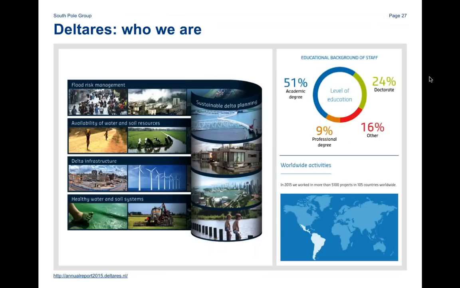Those are the ones that you can see on the left side of the slide. We do provide advice on flood risk management, availability of freshwater resources and soil resources. We provide advice on sustainable delta infrastructure, such as offshore engineering, waterways and similar structures, and we provide advice on healthy ecosystems, water quality and soil quality. We do this in an integrated way, which means that we combine both technical expertise and socio-economic expertise, and that results, for example, in our extensive work in providing advice on sustainable delta planning for large deltas of the world.